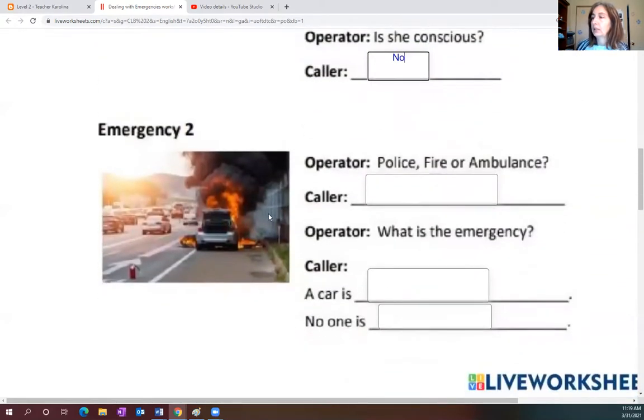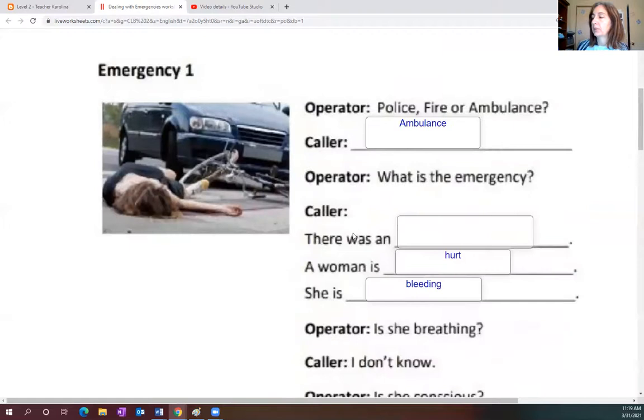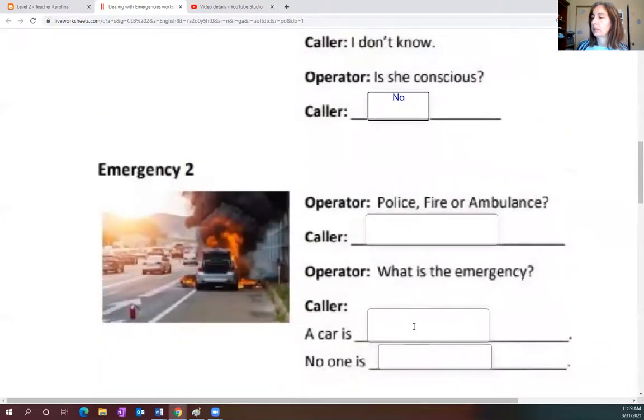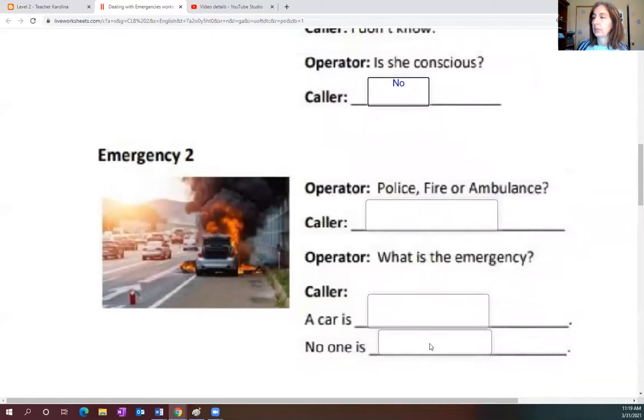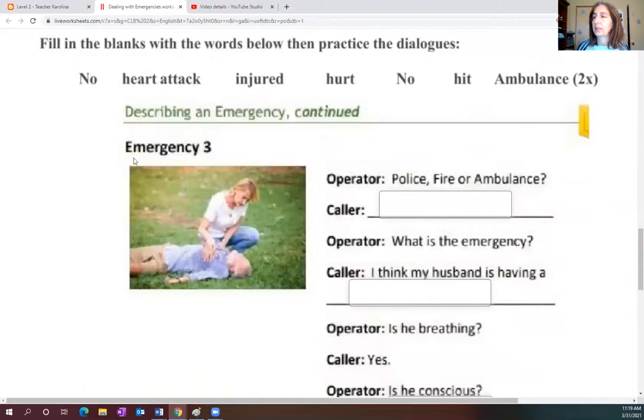Okay. Then emergency 2: police, fire, or ambulance. Look at the picture. This is a fire. What is the emergency? A car is on fire. So you copy this one here, on fire. No one is injured or hurt. Okay, so that's it. And then you have a second part, the same thing as before.